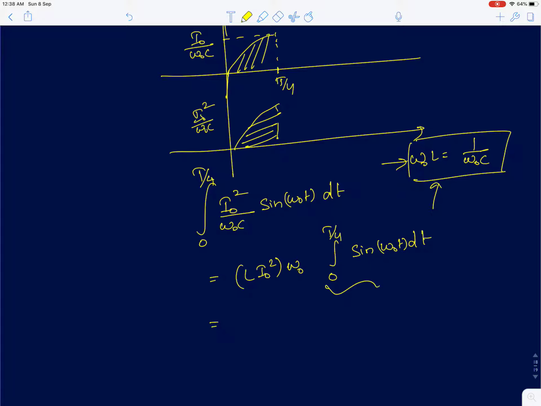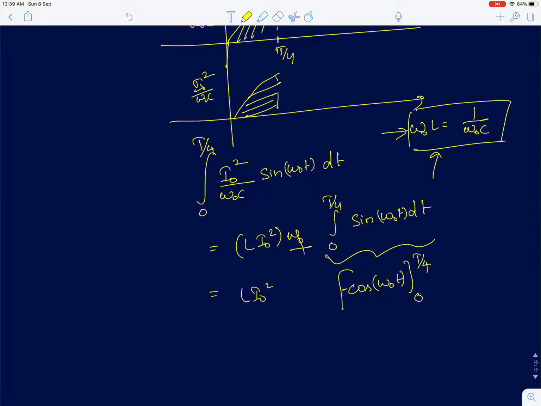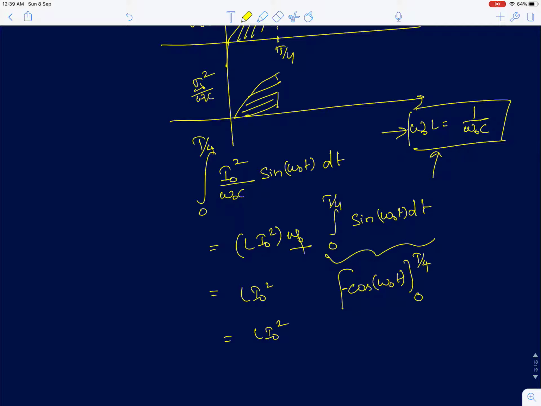Now the integral of sine is cosine. You will get 1 by omega naught, and that 1 by omega naught will cancel out with this omega naught. So we will be left with L I naught square into cos omega naught t between 0 to T by 4. Actually there is a minus sign. So when you substitute t equal to T by 4, you would get cos pi by 2, which is 0, and when I substitute 0, you will get minus and minus of 1, you will get 1. So the result is L I naught square.